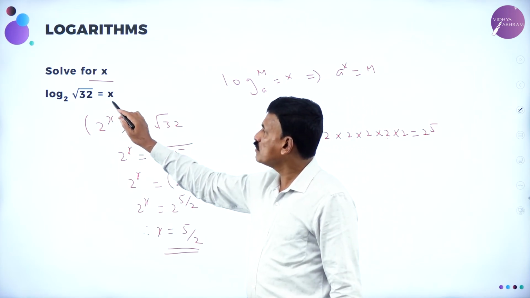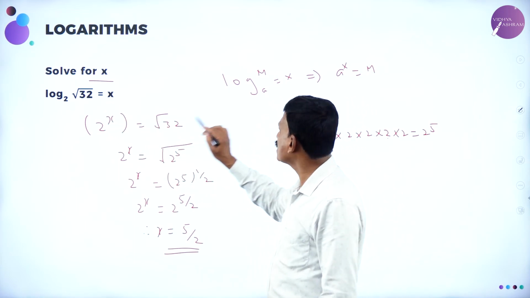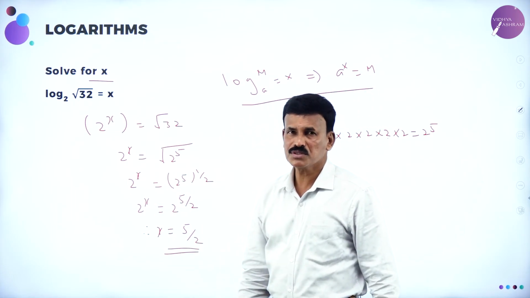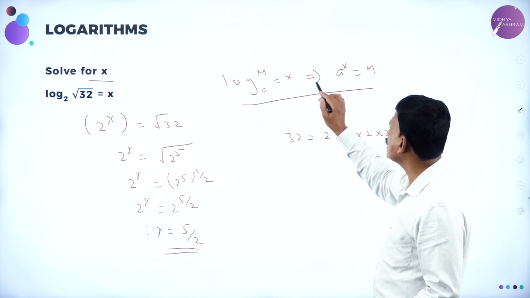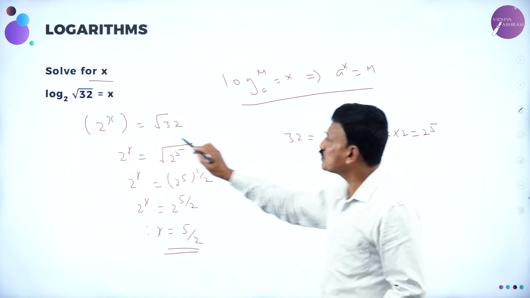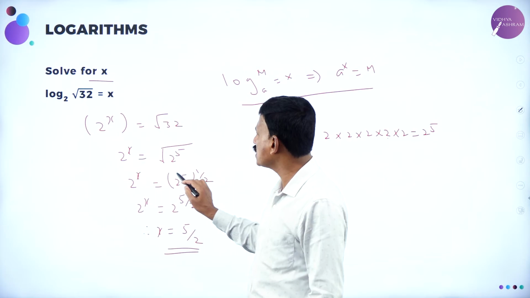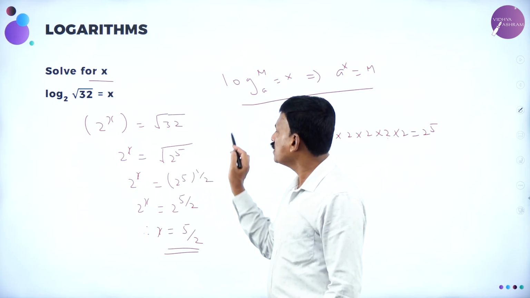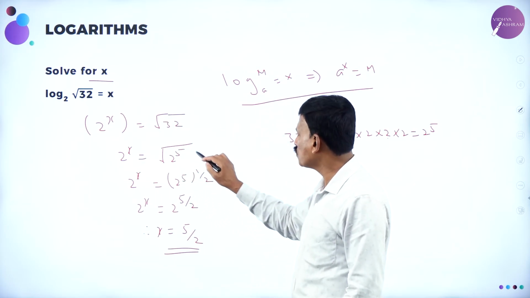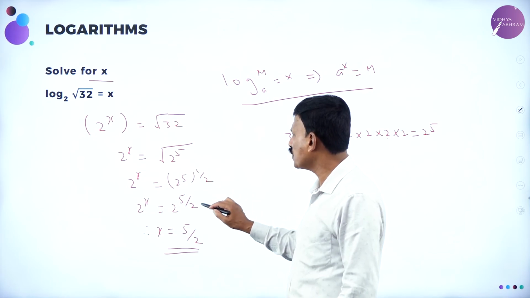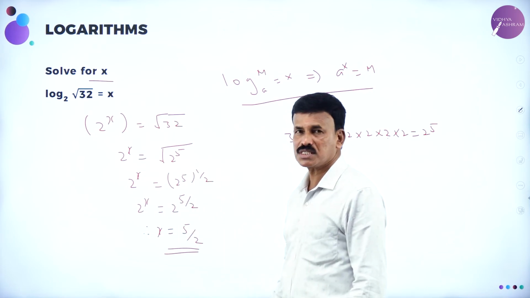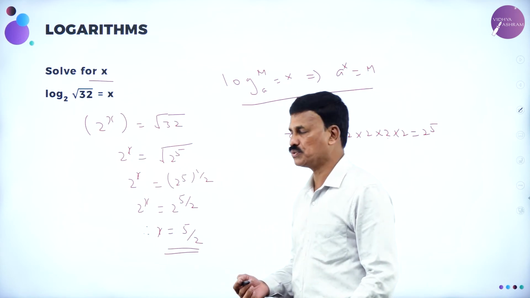What is given? Logarithm of root 32 to base 2 is equal to x. According to the definition of logarithms, log m to base a is equal to x implies a to the power of x is equal to m. So 2 power x is equal to root 32. Square root of 32 can be written as 2 raised to 5. So root is nothing but 1 by 2, 2 to the power of 5 by 2. Bases are same. Therefore, x is equal to 5 by 2. That's it.